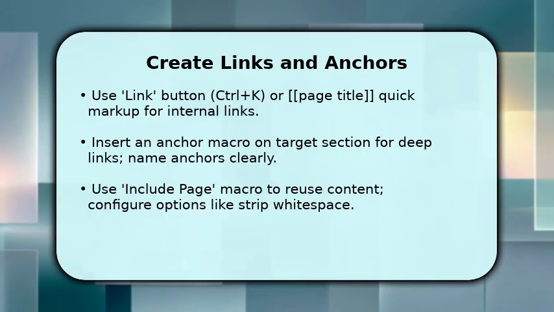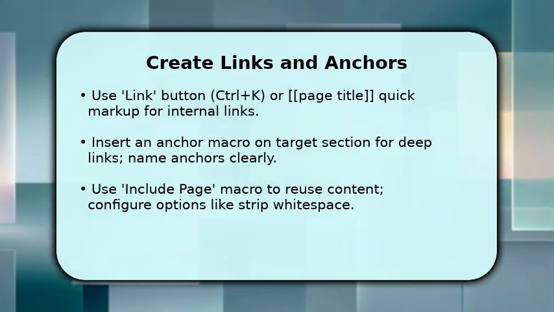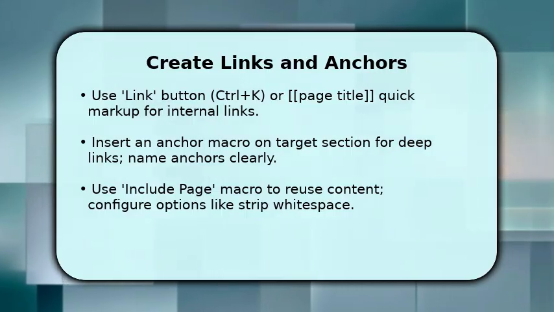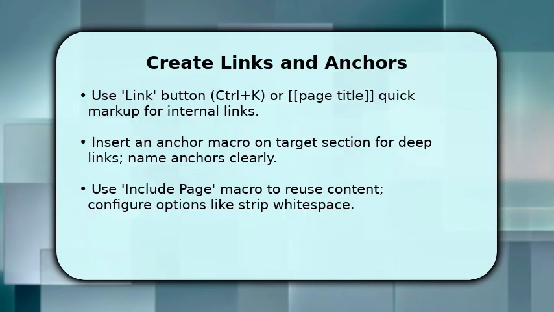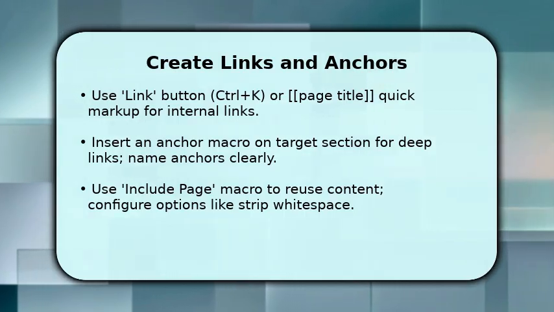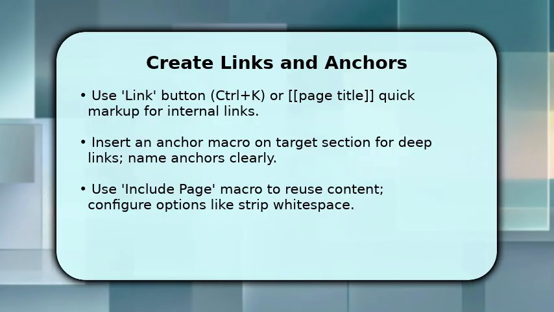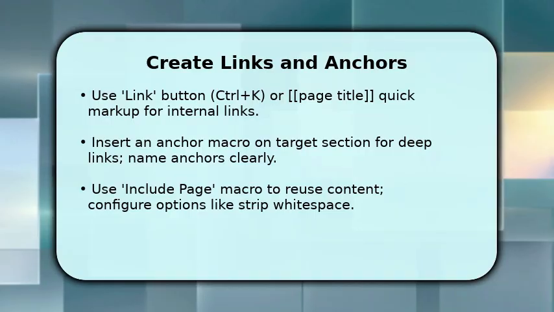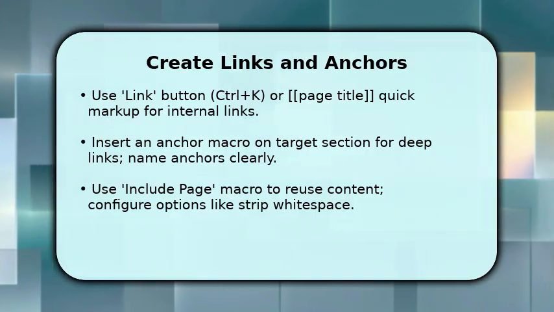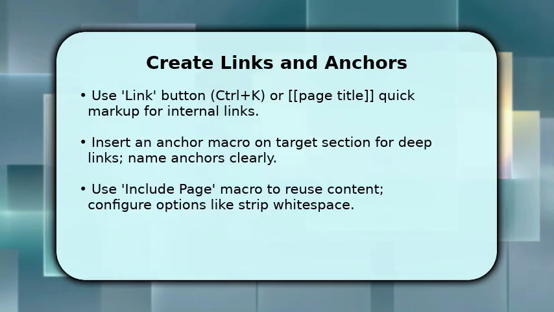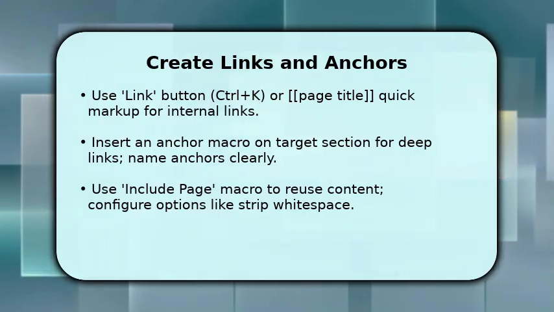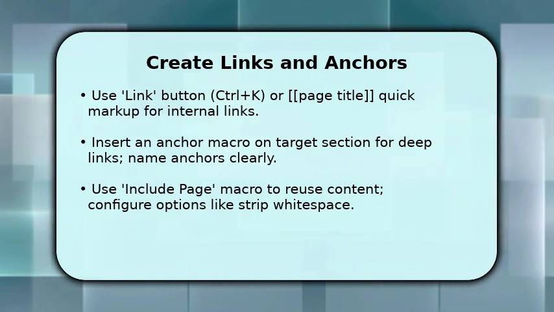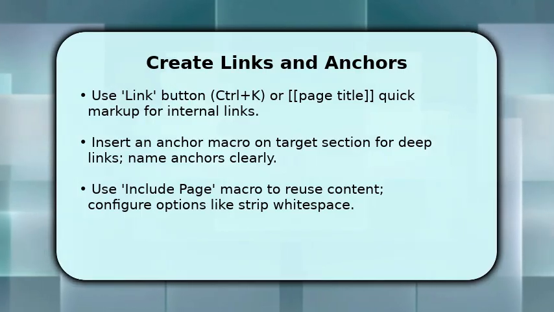You now create the actual link using Confluence tools. Highlight text and press the link button or type to use quick markup. Start typing the page name to autocomplete, which prevents typos. For section-specific links, insert an anchor macro on the target section and reference it with page hash anchor. If you want to reuse whole content blocks, insert the include page macro and configure options such as excluding page title. Make sure link text is descriptive so users and search can understand the destination.